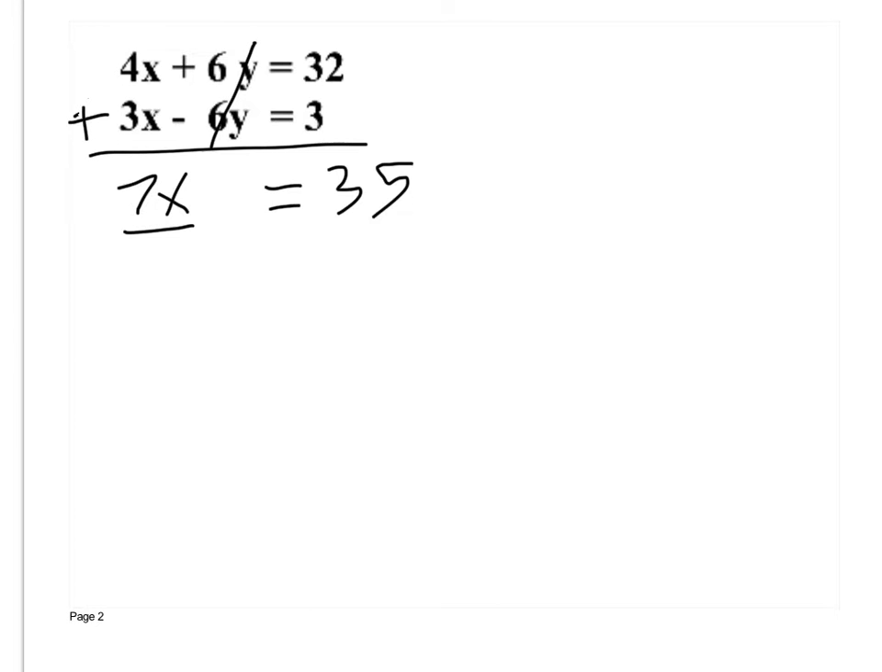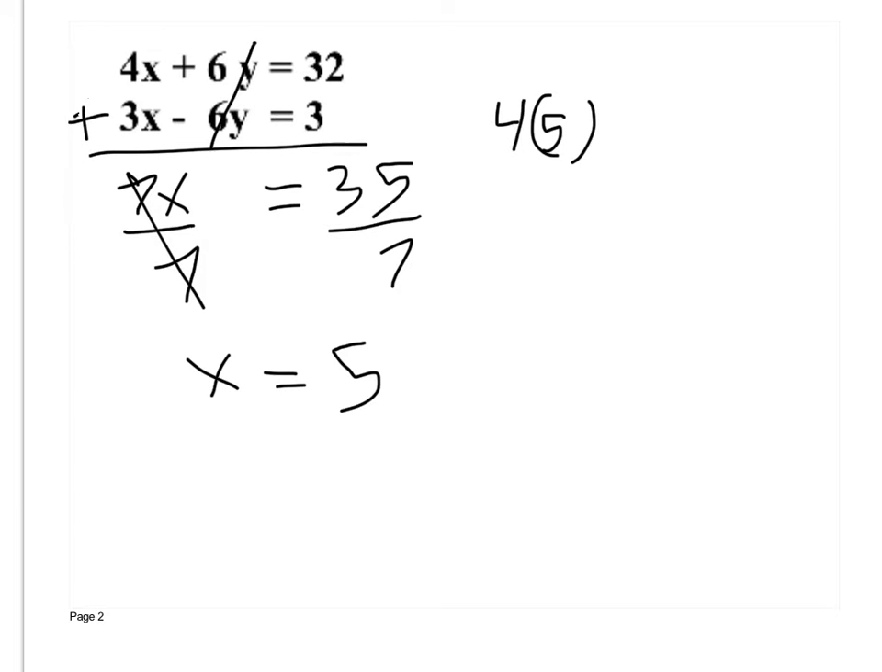So I solve for x. I've eliminated y, so I solve for x. X equals 5. So now what I do is I substitute 5 for x. It doesn't matter which one I do it to. To be honest, it doesn't matter. I'm going to do the top one. So 4 times 5 plus 6y equals 32. And solve for y. I know my x. I'm going to solve for my y.